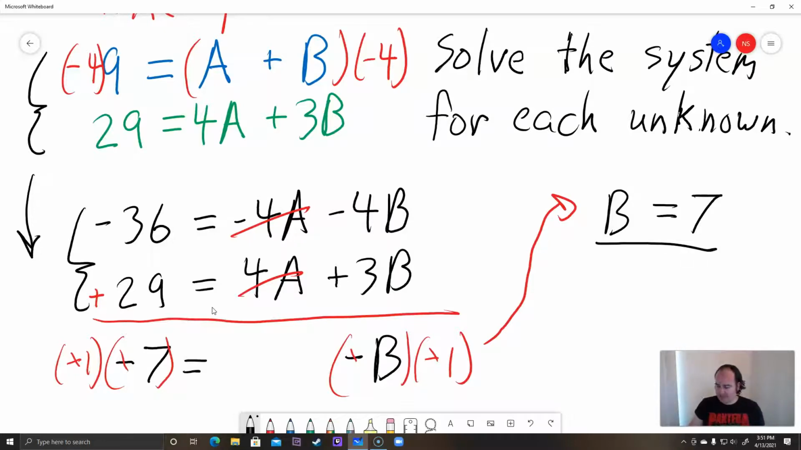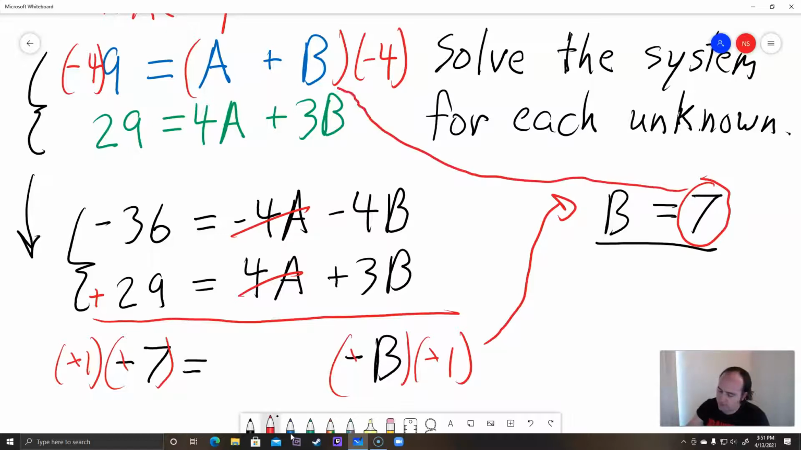So how do we find A? Well, now that we know what B is, we can plug B into one of the original equations and solve for A. And the one I'm going to choose is the one up here because it has smaller numbers than the one on the bottom. All right, so I'm going to go ahead and plug in B equals 7 into the top equation. And I mean the top equation before we multiplied it by negative 4, because that's just simpler. Okay, so what we get is the top equation is now 9 equals A plus 7.